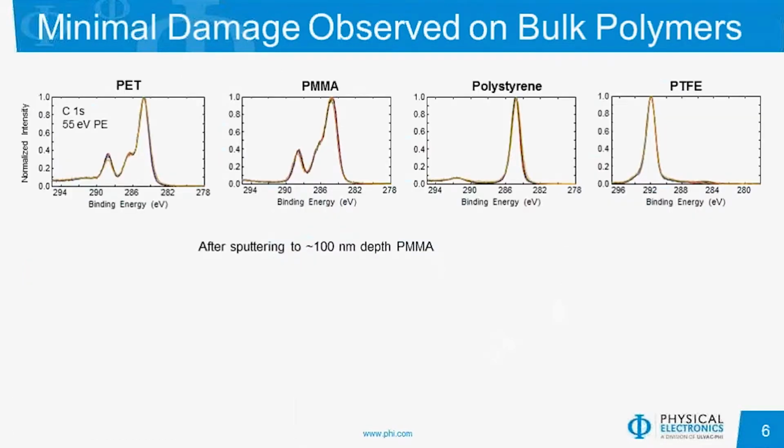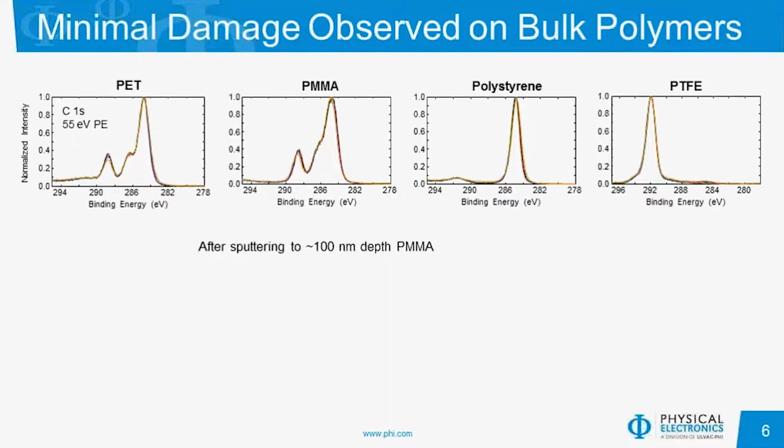So what I'm showing on this slide now is the 4 different polymers, and I have overlaid the spectra at the end of the profile process. We have profiled approximately 100 nanometers according to PMMA, and I have 4 spectra overlaid on each of these figures, one from each of the ion gun settings that we referenced in the previous slide.